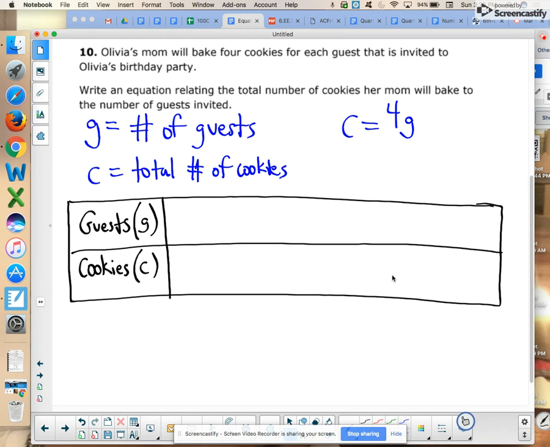So when we make a table of values for this, we're going to choose a variety of values to plug in for G. So first, let's come up with the values for G. We're going to start off with 0 for the number of guests. This is going to be important because we're talking about proportional relationships right now. We're going to go ahead and do 1, 2, 3, 4, and then maybe we'll pick a number like 10.